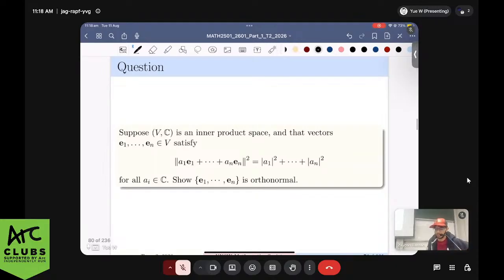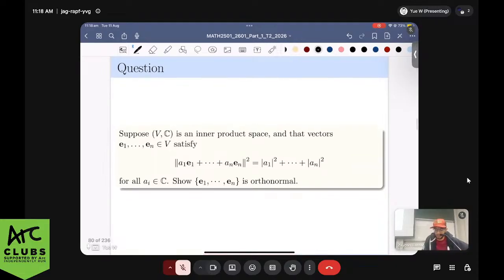Okay, now we've got an actual, kind of difficult question. Suppose V is an inner product space over C. This just means the field is C. And the vectors satisfy this weird property for all scalars ai in C. Show that this set of vectors e1 up to en is orthonormal. So how do you show orthonormal? You show they're orthogonal and also show they're unit length. Maybe we'll do unit length first, that might be easier. So we need to show the norm of ei squared equals 1 for all i.